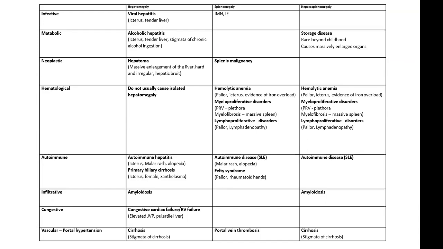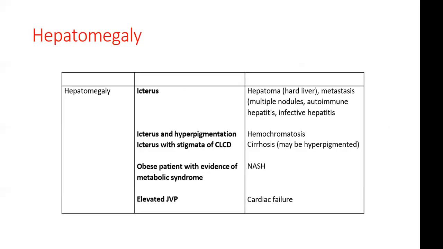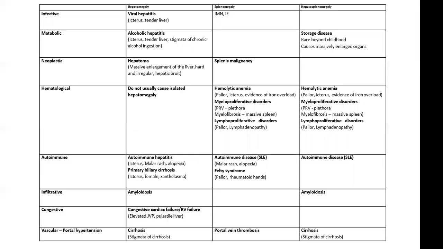Isolated hepatomegaly, number 1 question, why is it the liver? You know the answers to that. What could be causing it? Differential diagnosis, you say viral hepatitis, alcoholic hepatitis, hepatoma, congestive cardiac failure, cirrhosis. And then using the general examination, you can narrow things down, like I have shown in this table, and also within brackets in this first table.